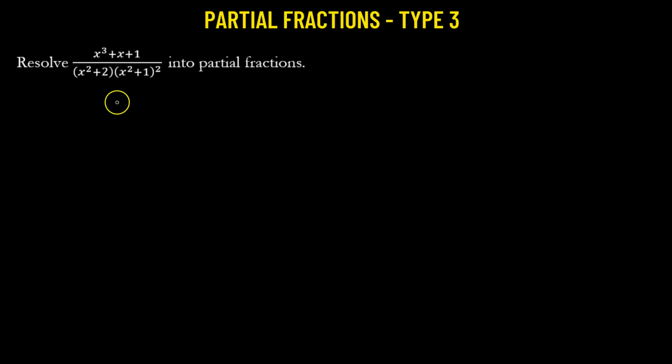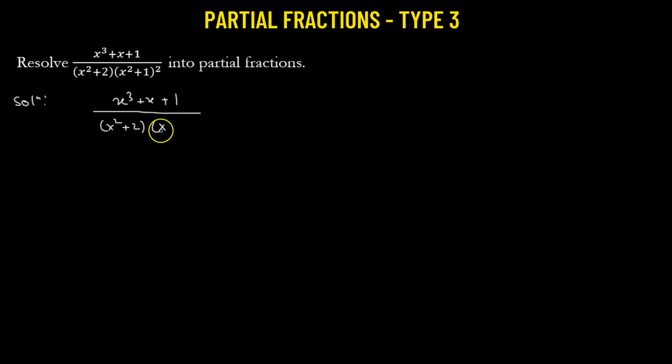So here in this problem, we need to resolve the given rational fraction into partial fractions. Let us begin. As we can observe here, there are three factors in the denominator. The numerator is x cubed plus x plus 1. In the denominator, we have the factor x squared plus 2. So this is one of the factors.